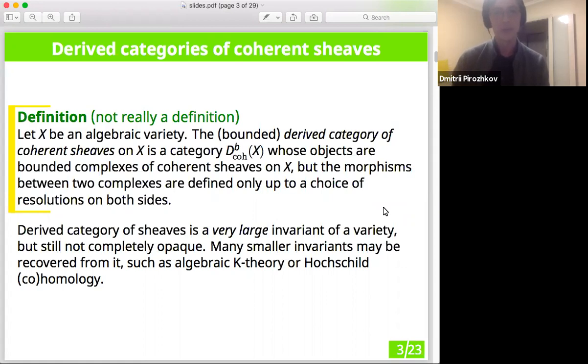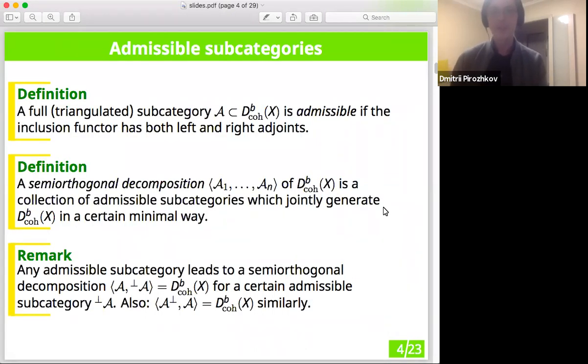The word admissible in the title of my talk is defined as follows. If I have a full subcategory of my bounded derived category of coherent sheaves, and everywhere where I say category or subcategory, I mean triangulated categories and subcategories, then a full subcategory is called admissible if its inclusion functor has both a left adjoint and a right adjoint. This definition is quite categorical, and we will see some reasons why we are interested in such subcategories a bit later.